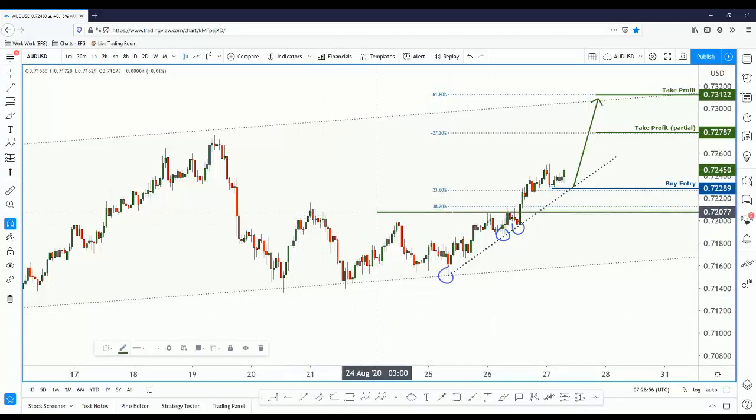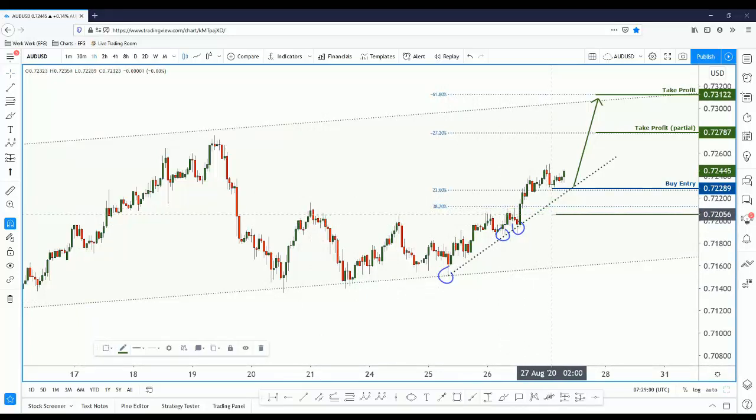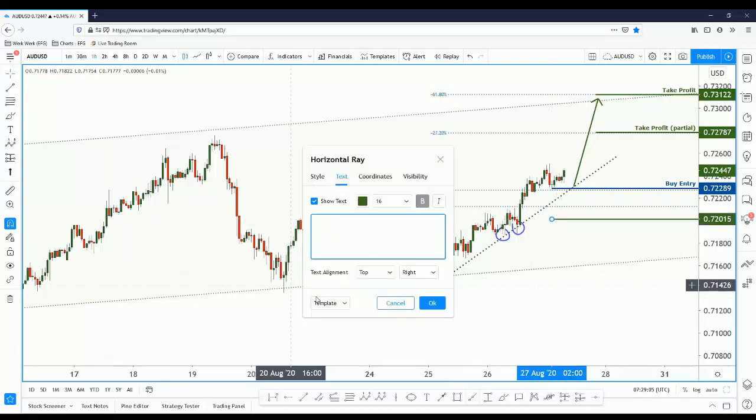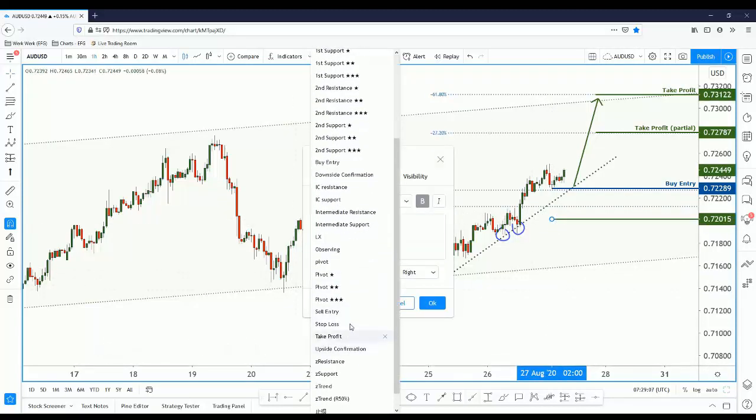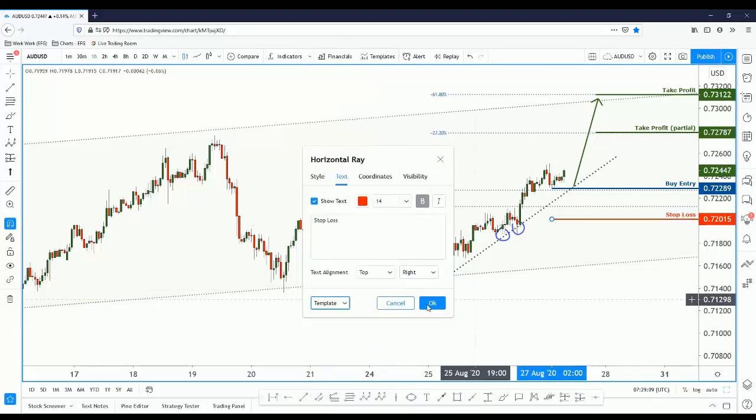Our stop loss, I will not put directly at the 38 because I'm saying that intraday there's a chance for price to come back to that level. So I'll put the stop loss further down, giving the trade a bit more room to breathe.